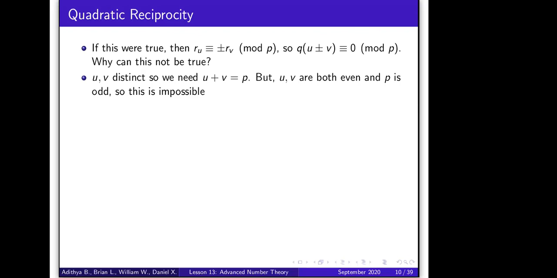So I'll go over it. The reason why U plus or minus V can't be 0 is that we assumed U and V were distinct, so U minus V can't be 0. On the other hand, if U plus V is equivalent to 0 mod P, that means it's a multiple of P. But U and V are both less than P since they're residues. So U plus V is less than 2P, which means U plus V has to be P, and that fails by parity.